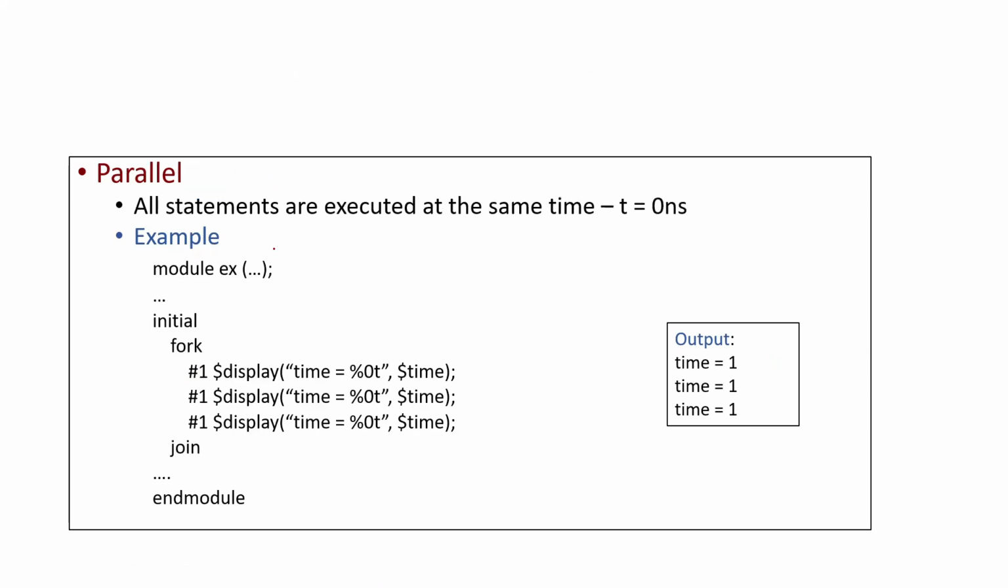So parallel execution means all the statements are executed at the same time. Fork join is used. In this fork join, whatever the statements are there, all are executed at the same time. That means this display also executed at the same time, this display also executed at the same time, this display also executed at the same time. Then every time unit will be one only, not adding the delay to the previous statement. Okay.